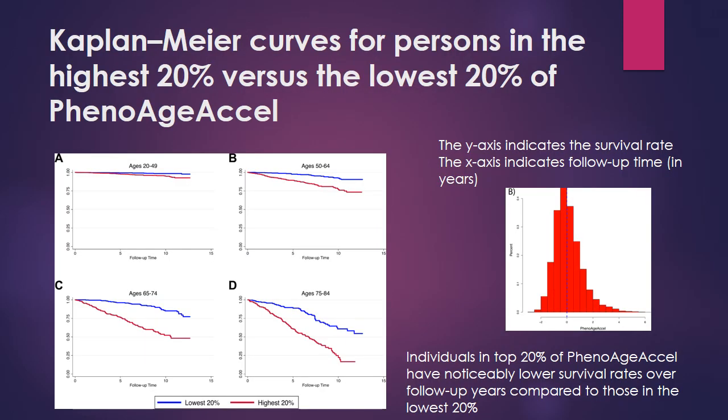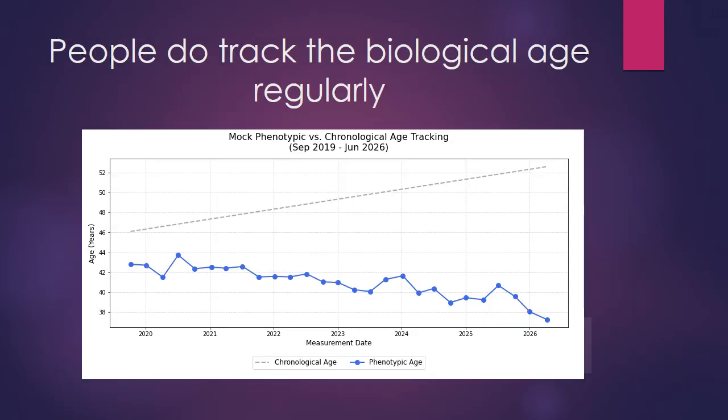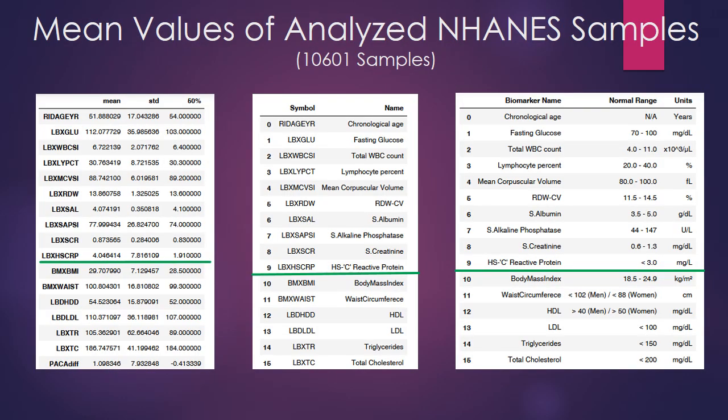Kaplan-Meier curves for persons in the highest 20% versus the lowest 20% of PhenoAgeAccel. Demonstrates that individuals in the top 20% of phenotypic age acceleration have noticeably lower survival rates over follow-up years compared to those in the lowest 20%. People do track their biological age regularly. Presents a mock tracking chart showing an individual's effort to keep their measured phenotypic age consistently lower than chronological age.